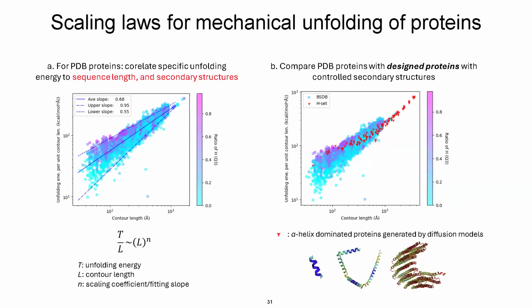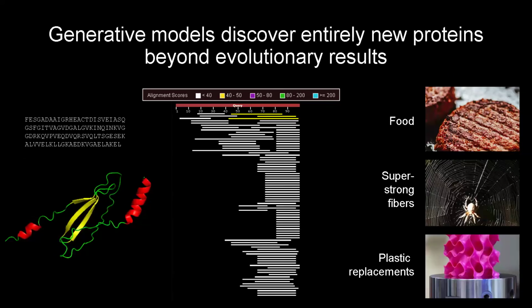So this is an example of how you can use the sequences you've generated as a way of just getting a lot more data and then potentially understand the physics better. Why do we do this? Well, ultimately a lot of the applications we have, as I mentioned, are in engineering applications. We do plastic replacements, super strong fibers from silk.